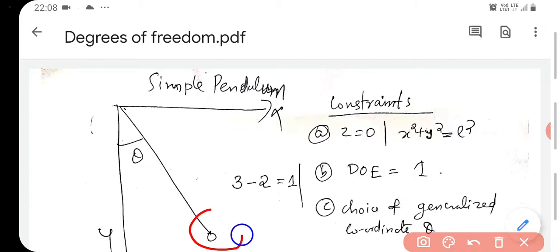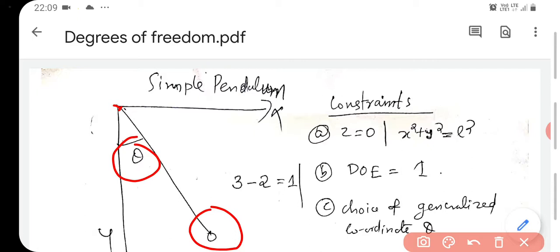We have a bob here. It is the string attached to the bob that is making an angle theta with respect to the vertical. This is the fixed end. To that end, the bob of the pendulum is attached through a string. It is making an angle theta with respect to the vertical.